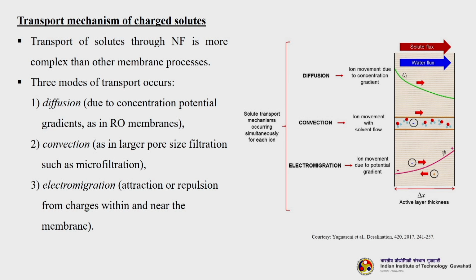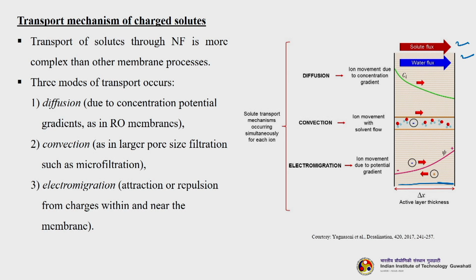You can see this particular image, which was proposed in a paper in Desalination by Yaroshchuk et al. This shows the solute transport mechanisms occurring simultaneously for each ion. The mechanism also depends upon the feed water and its composition. Here, of course, this is the membrane, right. The active layer thickness is given by delta x, and the water flux and solute flux are both in this direction.